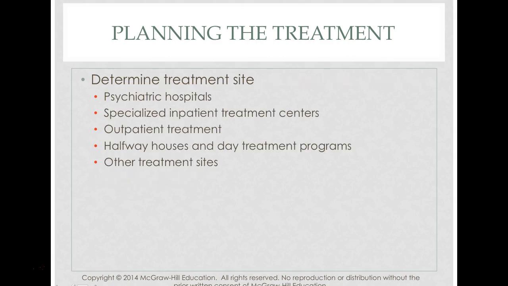Okay, so the next stage in planning the treatment is to determine the treatment site. So this kind of speaks to levels of care, okay? When we're talking about levels of care, psychiatric hospitals are the highest level of care. Psychiatric hospitals are places where people who are not stable and who are a threat to themselves or others really need to be able to get the care that they need.